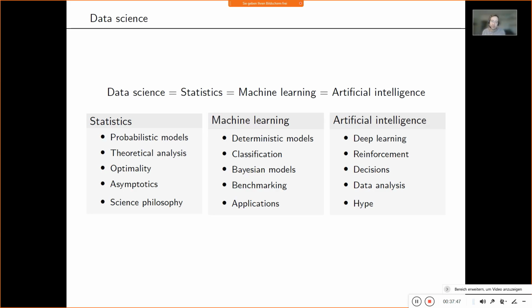Machine learning, I put here deterministic models first, because you might know that neural networks and deep learning approaches are not probabilistic models, so they don't rest on a probabilistic framework.